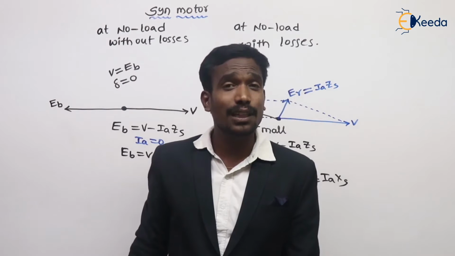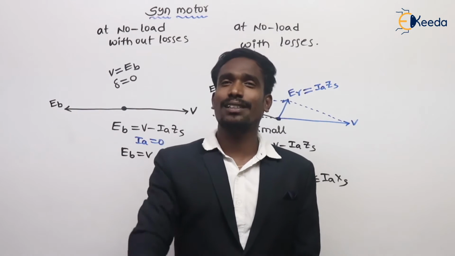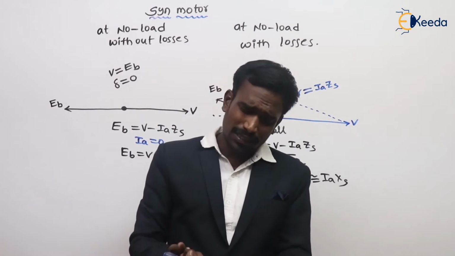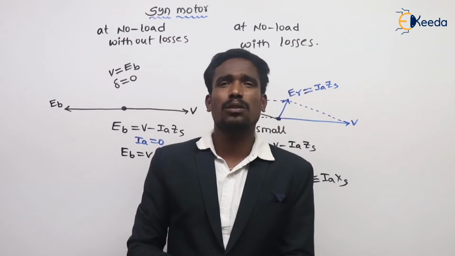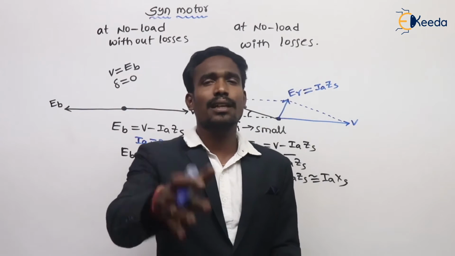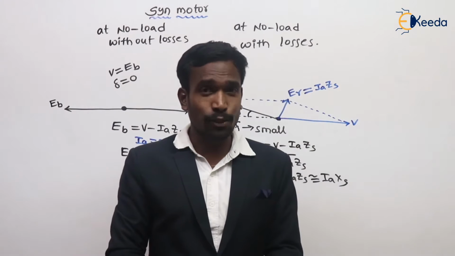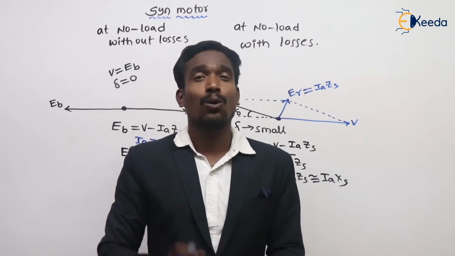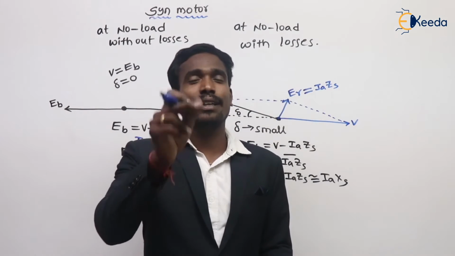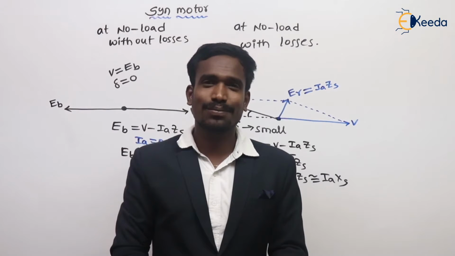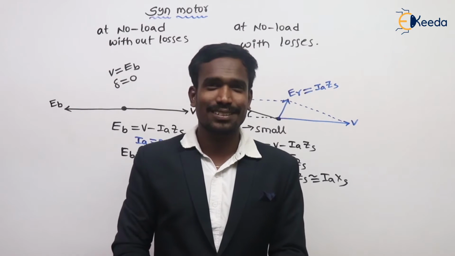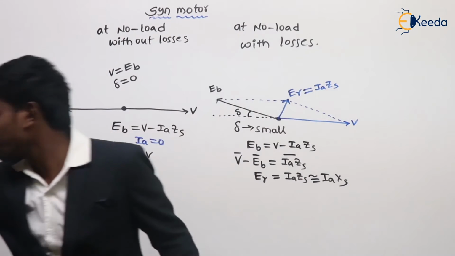Now take the same vector diagram for the loaded condition. Loaded means resistive load, inductive load, or capacitive load. Draw the vector diagram for all the loads. Are you okay? So draw it. Hold the video and draw the vector diagram for all the loads.